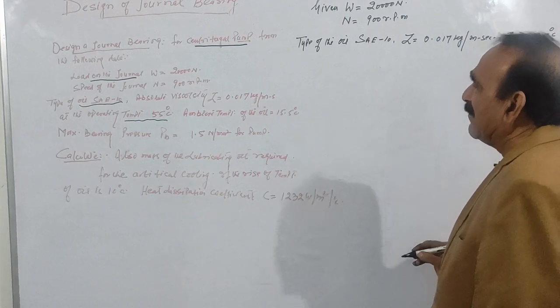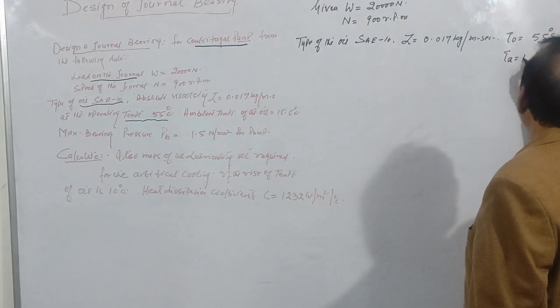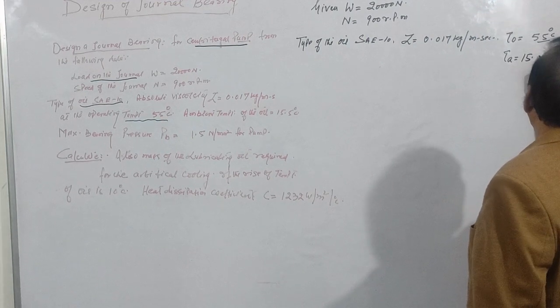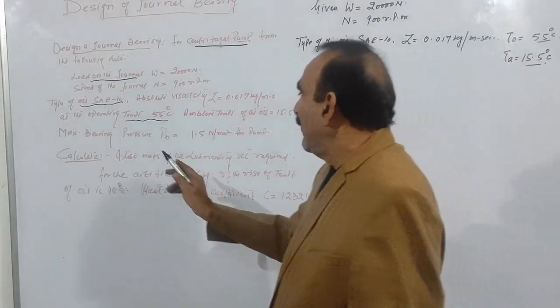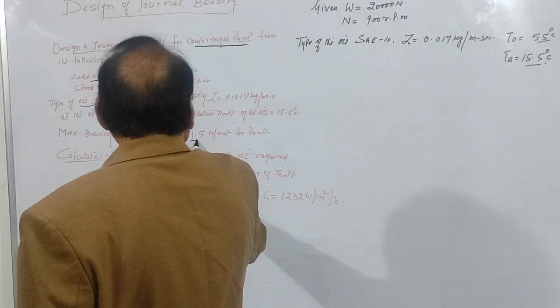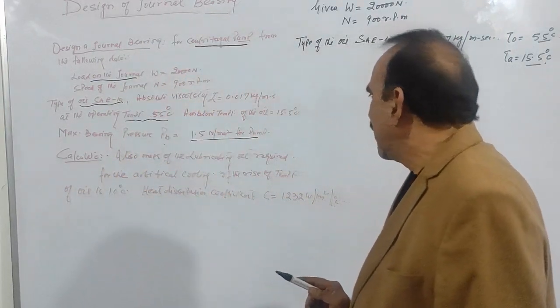This is the ambient temperature of the aisle. This is given as 15.5 degrees centigrade. This is the ambient temperature of the aisle. Maximum bearing pressure: he has given the maximum bearing pressure, 1.5 Newton per mm square for the pump.